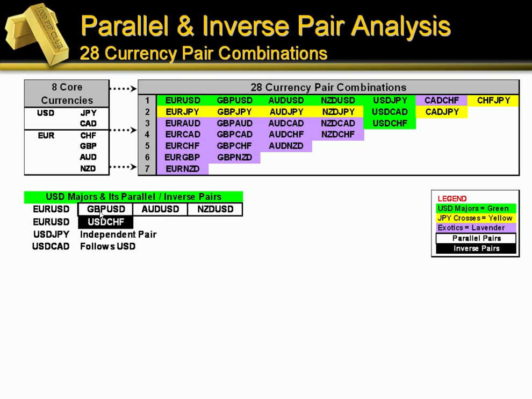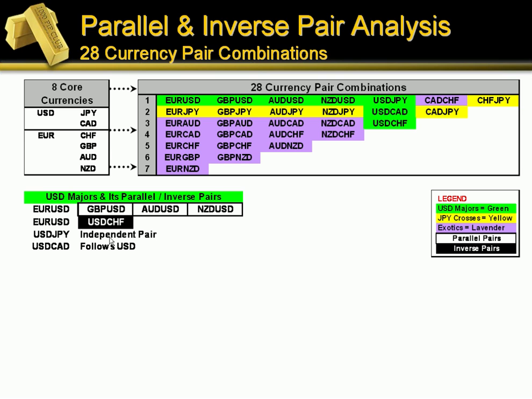The Aussie and the Kiwi are not always the case, and neither is the pound in all cases. But in most cases, the USD Swiss is a mirror image in inverse of the Euro US. The USD Yen is pretty much an independent pair. Now, Jeff covers this a lot in detail in the advanced classes.